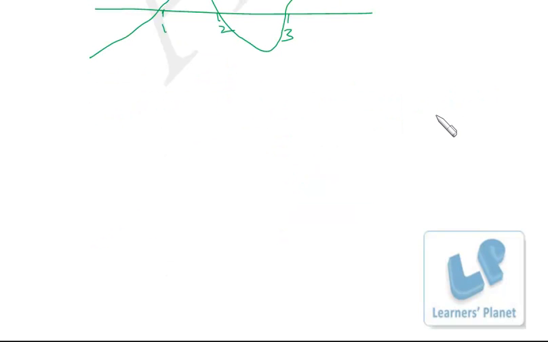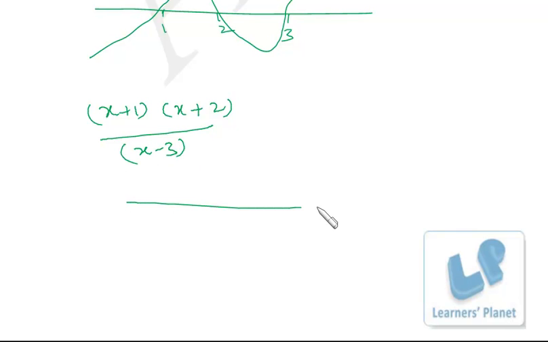And one more example, suppose you have maybe (x plus 1)(x plus 2) by (x minus 3). Okay, so the zeros will be minus 1, minus 2 and 3. Just be careful: if I put x equal to minus 1 it will be 0, x equal to minus 2 it will be 0, and x equal to 3 it will be 0, right? So minus 2, minus 1 and 3. In a similar manner, you just draw the curve.